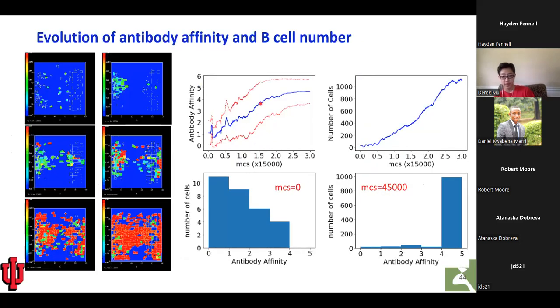Finally, this slide depicts the overall change in antibody affinity. So at the start of the simulation, there were a small number of low affinity cells. And by the end, there were many cells and nearly all of them were high affinity.